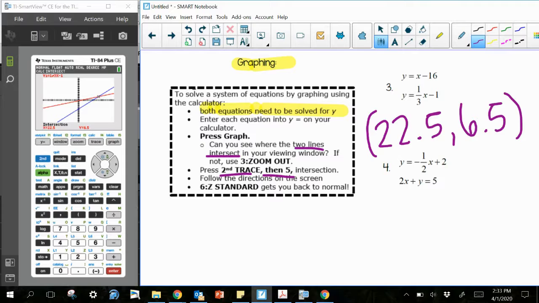Now, since we zoomed out our graph, let's get it back to normal so when we do another problem, it's already set to go. So zoom 6, which is zoom standard, will get you back to normal, so that when we do another problem, it won't mess us up.